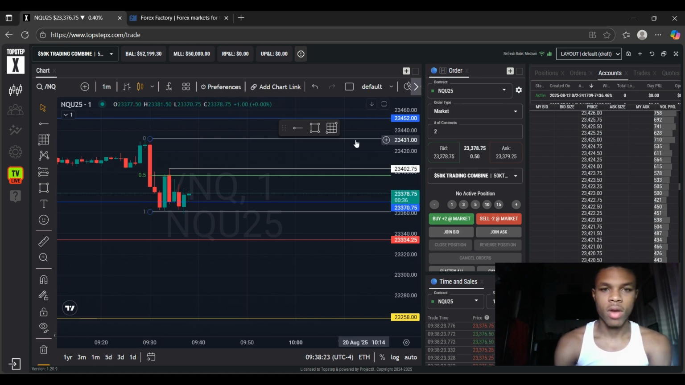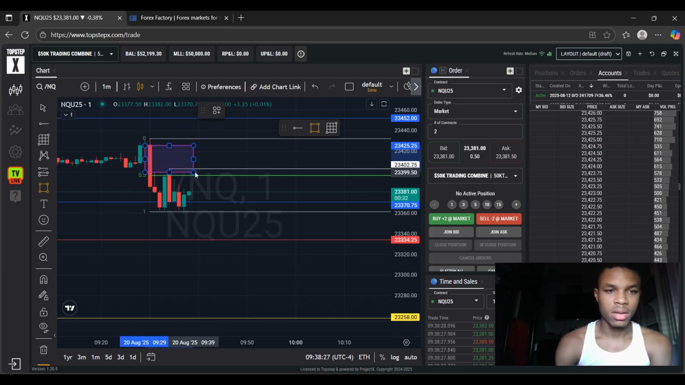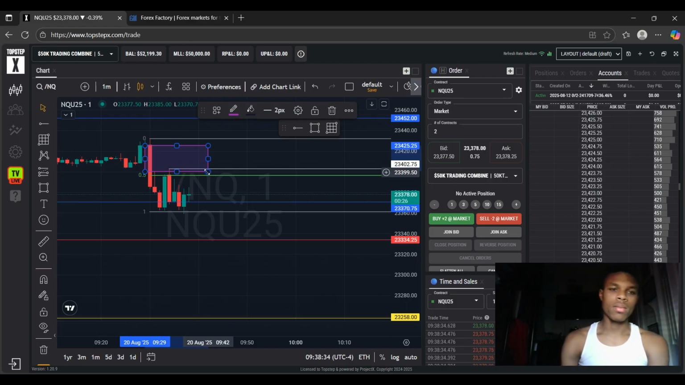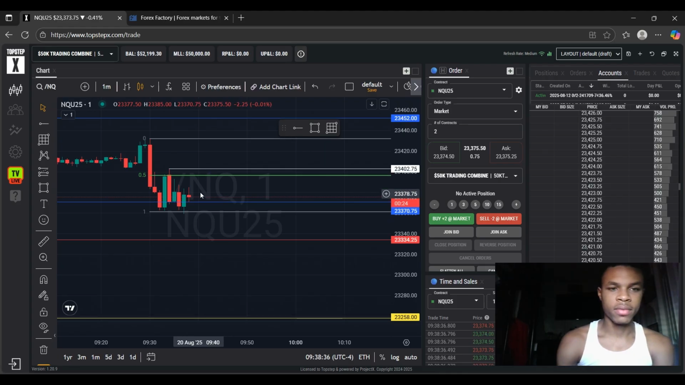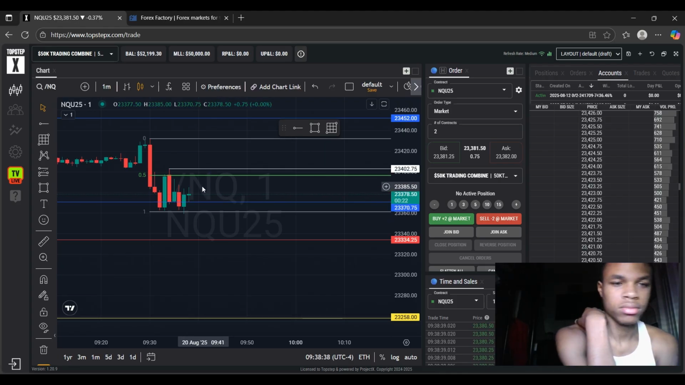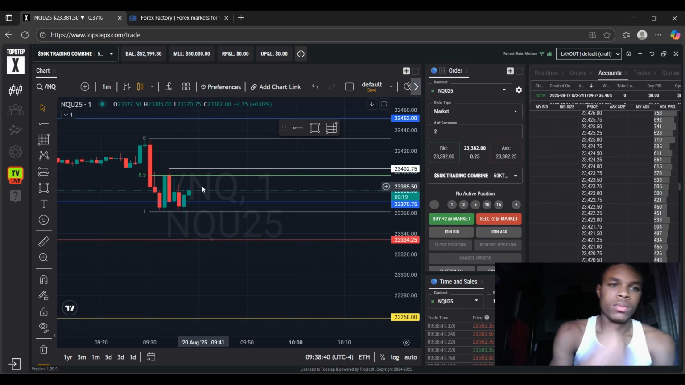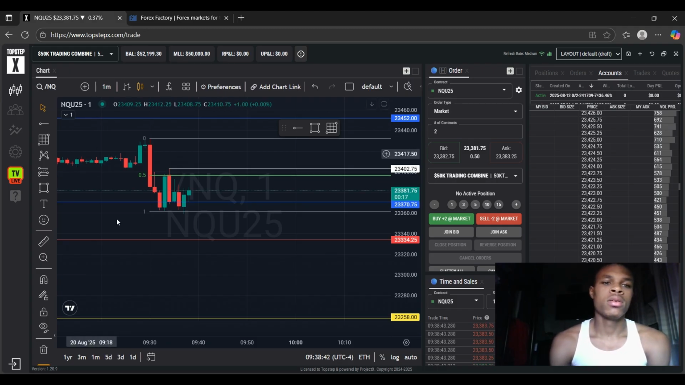we had trying to see what confluences could have been hit. We hit equilibrium. We tapped into this fair value gap on the 1 minute, but we really didn't for real, for real. Like we just wicked in it. Just got to be patient and wait.